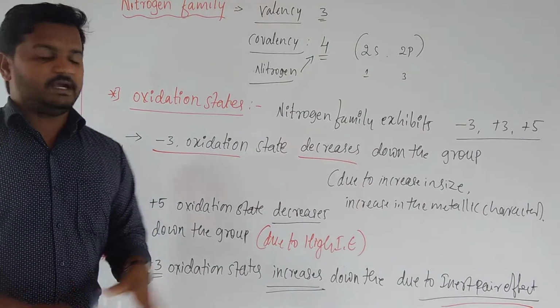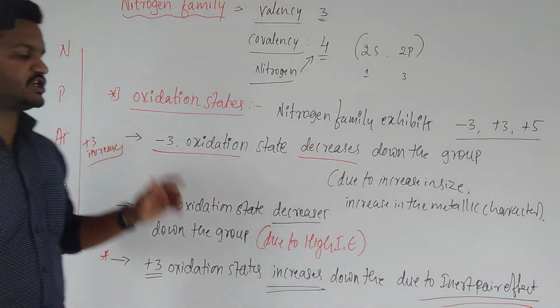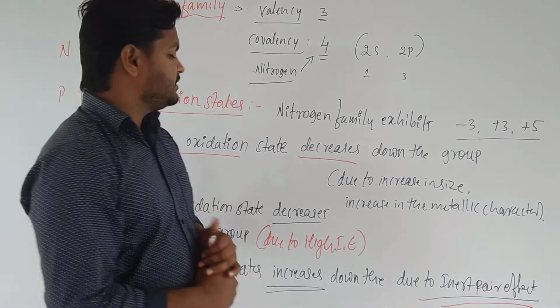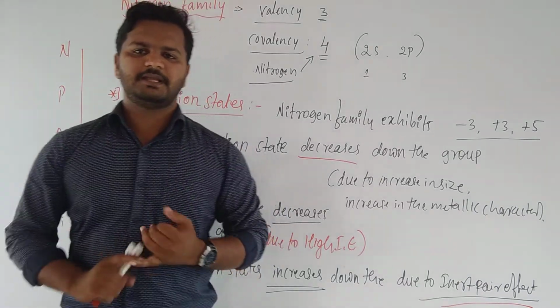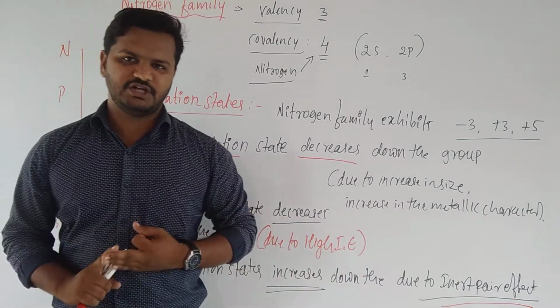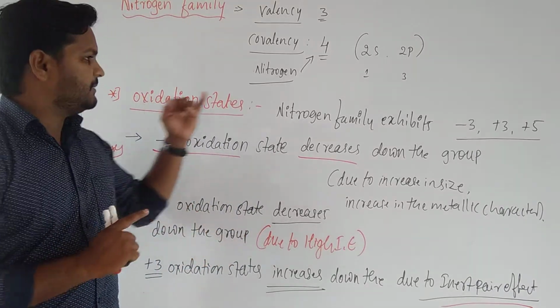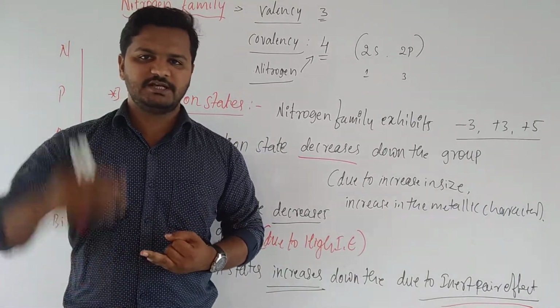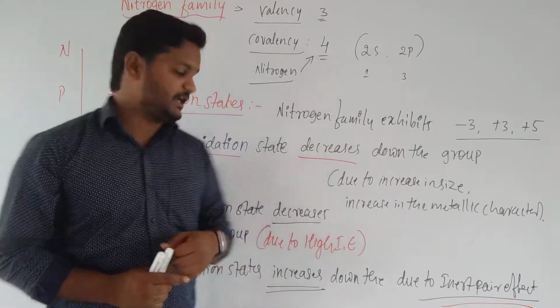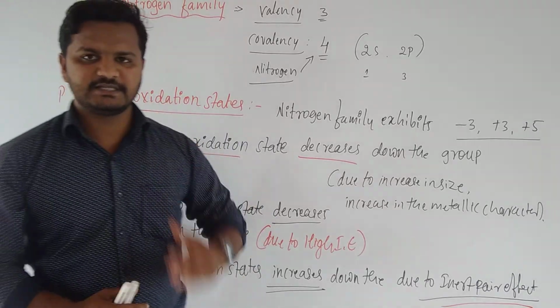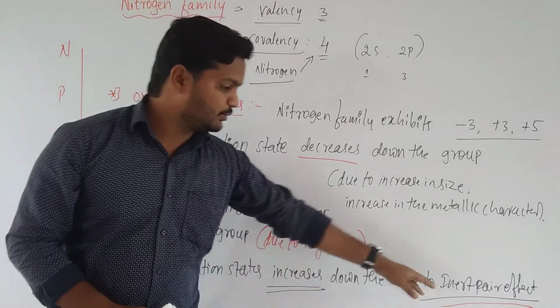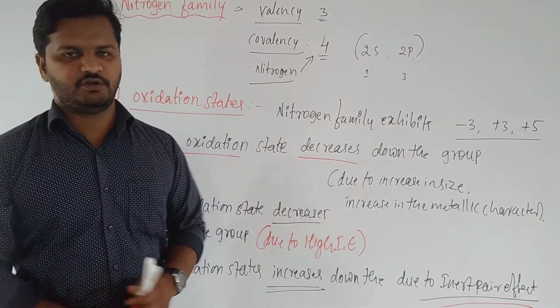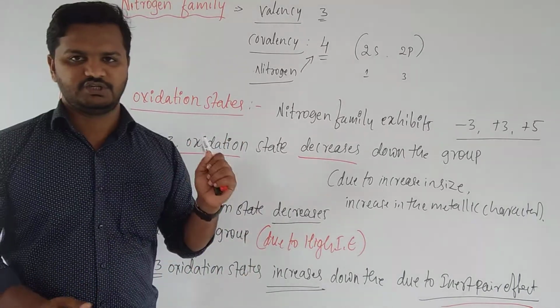Okay, let us check. First one, oxidation state of the nitrogen family. They exhibit +3, -3 and +5 oxidation states. Here, the -3 and +5 oxidation states decrease down the group, and the +3 oxidation state increases down the group due to the inert pair effect. Okay, take it.